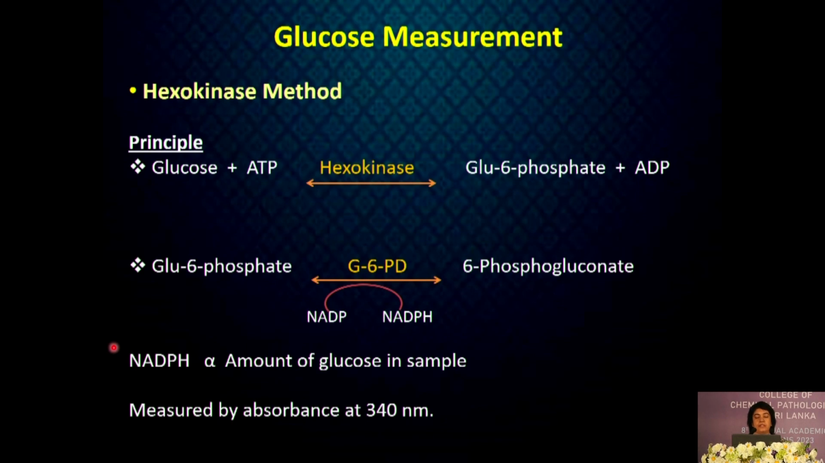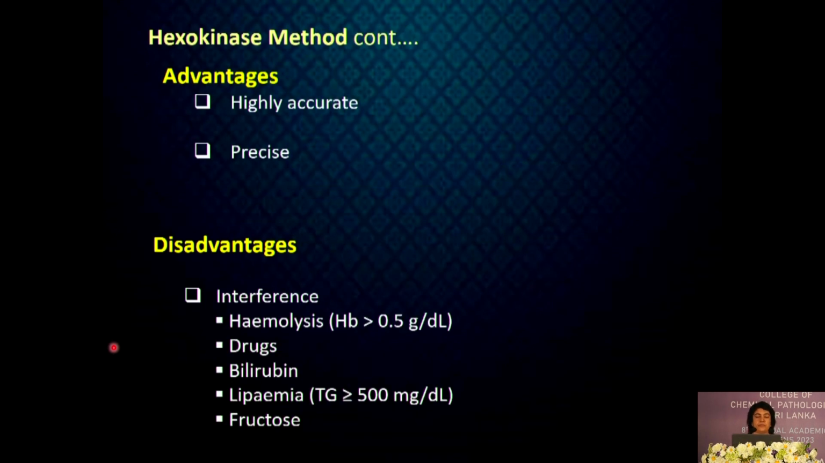glucose is phosphorylated by ATP in the presence of hexokinase. The glucose 6-phosphate is converted to 6-phosphogluconate in the presence of NADP. The NADPH formed is proportional to the amount of glucose in the sample, and its absorbance is measured at 340 nanometer. The hexokinase method is highly accurate and precise.